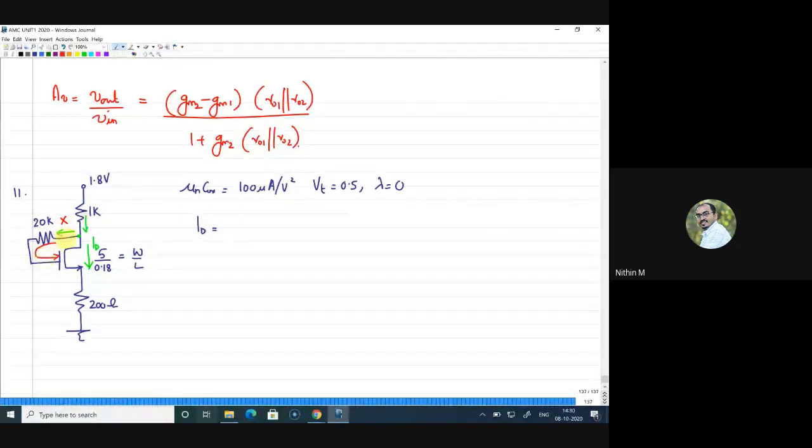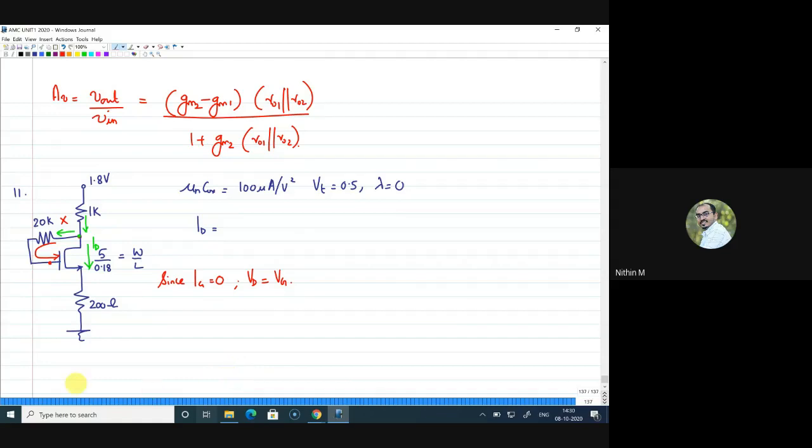If there is no current through the 20K resistance, one more point we can deduce here is this node will be the same as this node. What is the meaning of that? Since Ig is equal to 0, I'll write here: since gate current is equal to 0, the drain voltage is the same as the gate voltage. So this 20 kilo ohm resistance is just connected between gate and drain, but both terminals have equal potential. That is why I can say that there is no current here.